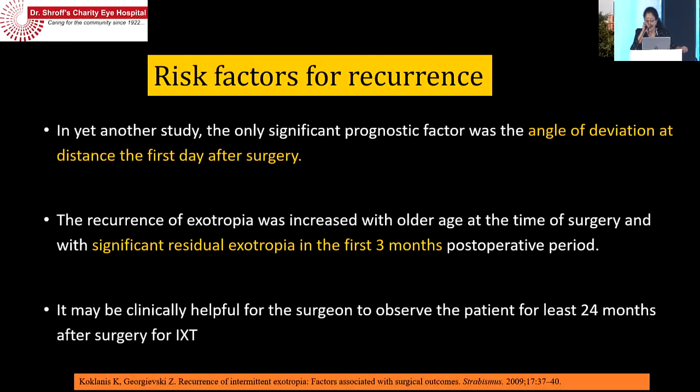In many studies, the single significant prognostic factor was the angular deviation at distance on the first day after surgery. So even if we get a small residual exotropia within the first 3 months, we need to observe them for at least 24 months. I think what Dr. Sujata has presented very well is that we should not rush in. Even if we get around 4 or 6 prisms of exotropia and we are very happy with a good result, less than 10 prisms, we need to observe them and push them towards binocular vision therapy.